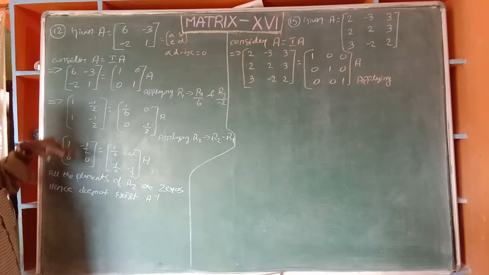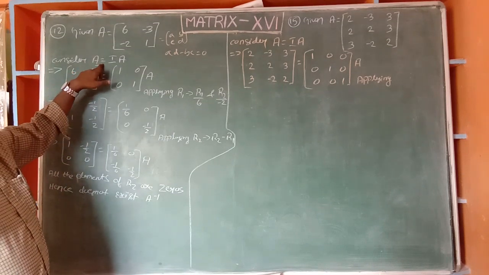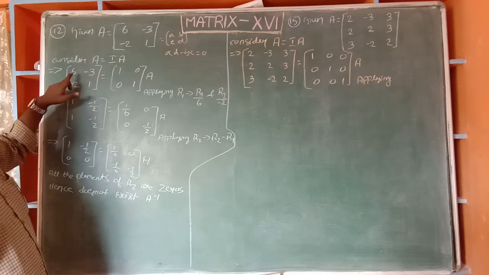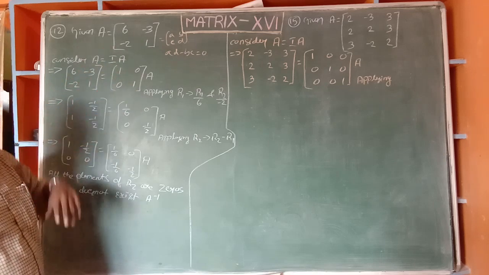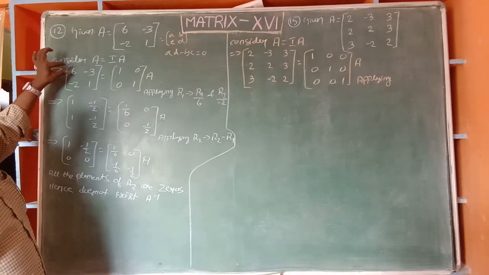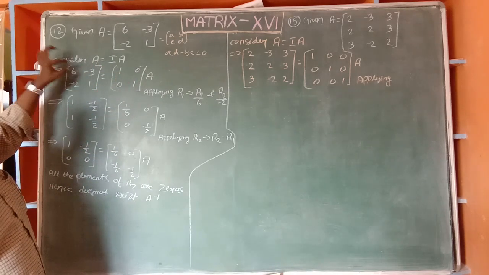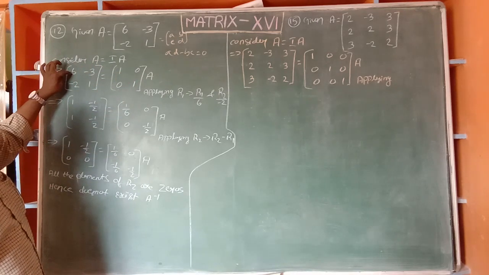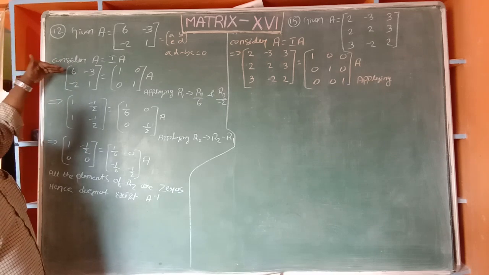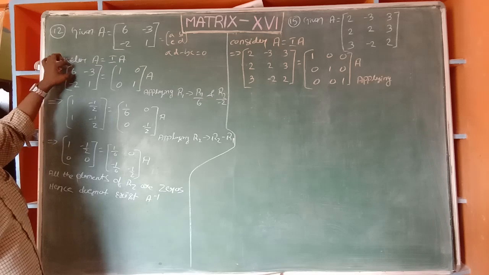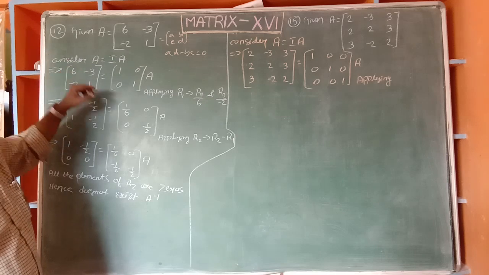We will prove it. Here consider A is equal to I into A. 6, minus 3, minus 2, 1 as it is, equals 1, 0, 0, 1, A. In order to get 1 here, it is better to multiply with 1 by 6. R1, in order to get 1 here instead of 6.